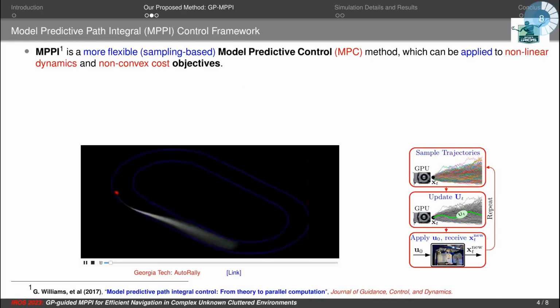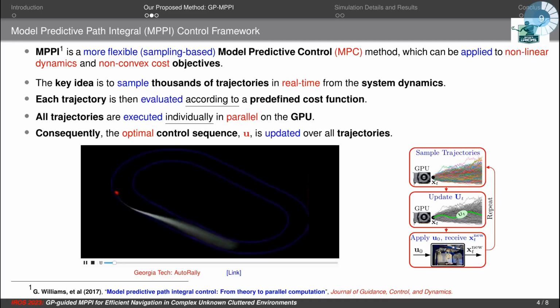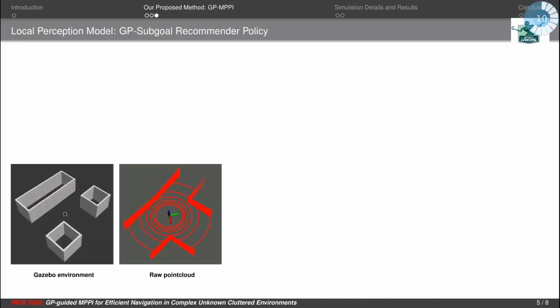The first component of our proposed approach is MPPI, which is a sampling-based optimization method that can be applied to nonlinear dynamics and non-convex cost functions. The key idea here is to sample thousands of trajectories in real time from the system dynamics. Then, each trajectory is evaluated according to a predefined cost function, where all trajectories are executed individually in parallel using a GPU. After that, the optimal control sequence can be updated over all trajectories. The second component is the GP sub-goal recommender policy.